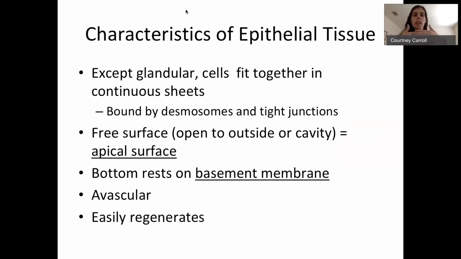All epithelial tissue is a continuous sheet except for glands. So these cells fit together tightly. They're bound by desmosomes and tight junctions. They have a free surface, which is open to either the outside or into a cavity, which we call the apical side. And then the bottom rests on a basement membrane. This is an avascular tissue, meaning it does not have a blood supply, and it also easily regenerates. That's why losing a little bit of skin cells or cutting your skin isn't that big of a deal, because the epithelial tissue can grow back.